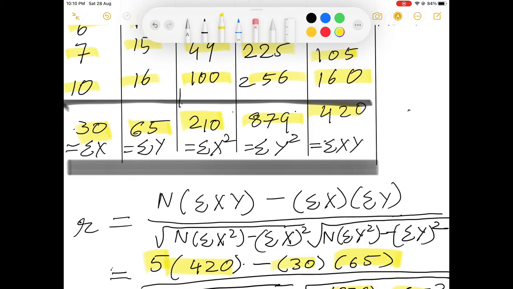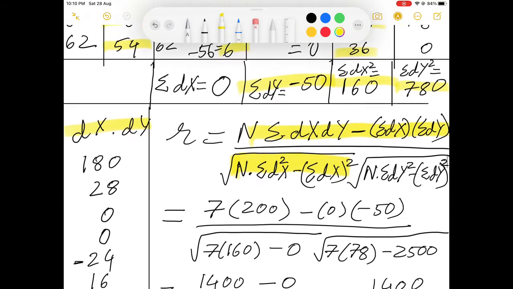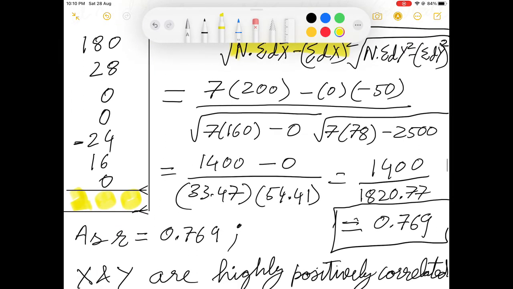So just instead of x and y, if we replace dx and dy, we will get the same formula here. Instead of x and y, we have dx and dy. Alright, now let's go on to the calculations. 7 into 200 minus 0 into minus 50 divided by square root of 7 into 160 multiplied by square root of 7 into 78 minus 2500.